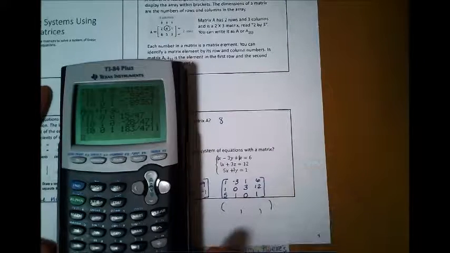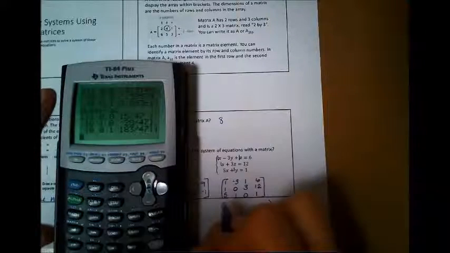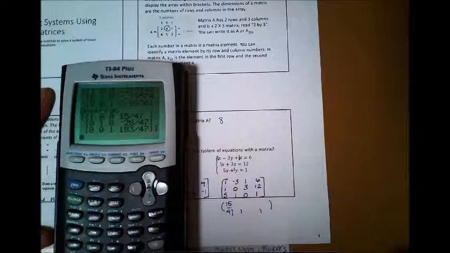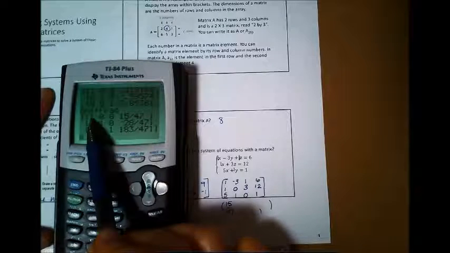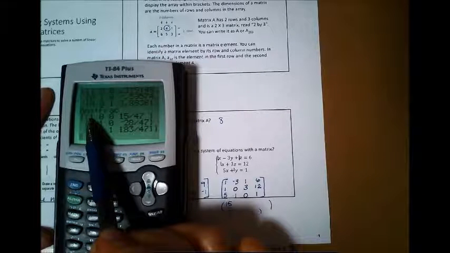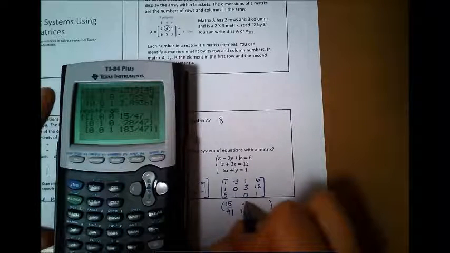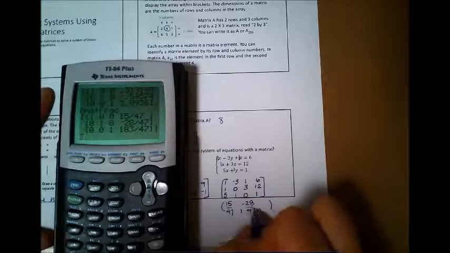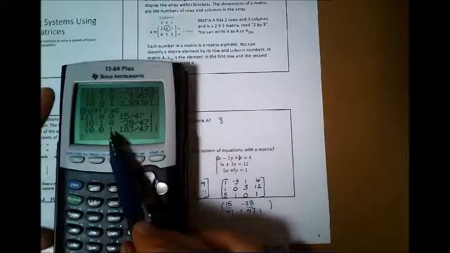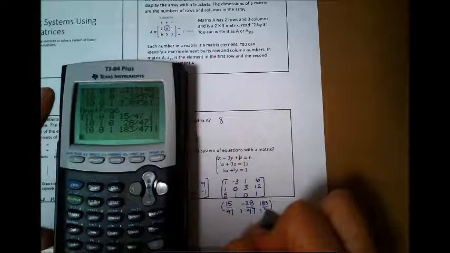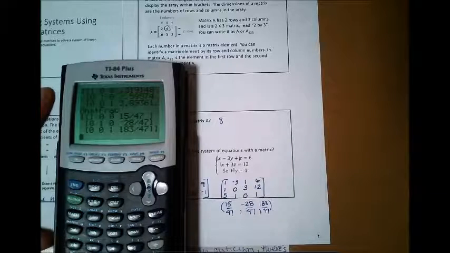And let me see if I can make that show up a little better. Good. The answer for the x is 15 over 47, because the top one is x, because the 1 is in the x column. The 1 is in the y column, so your answer is negative 28 over 47. And the 1 in the z column is 183 over 47. That would have been an extremely yucky problem to do by hand.